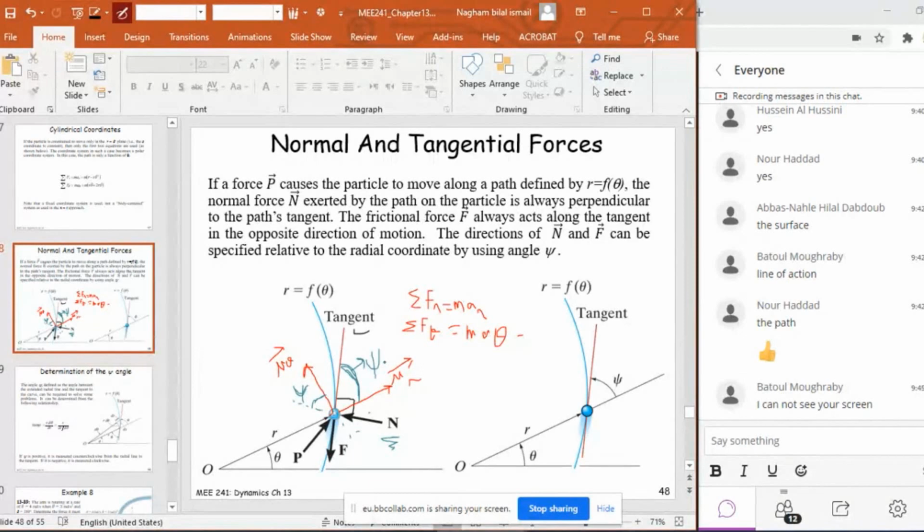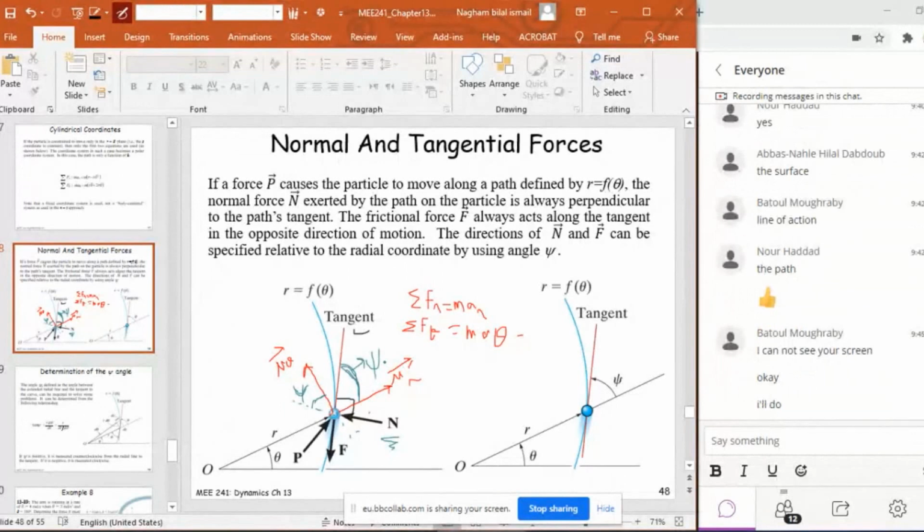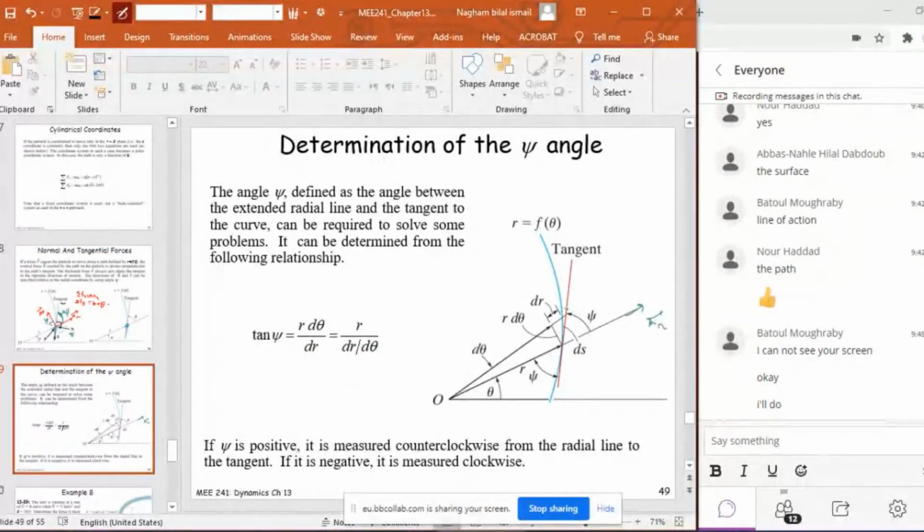So I don't know, guys, this angle. I don't know any angle between the normal force and UR, or the normal force and U theta. In order to find out what this angle is, I have, guys, to do some differentiation. I am saying that I need to find the angle psi. And this angle is between UR and the tangent to the path, right?